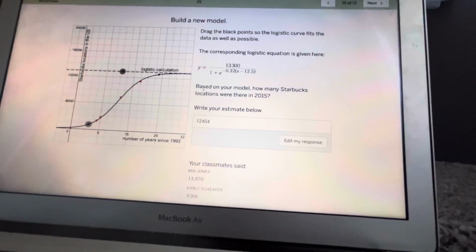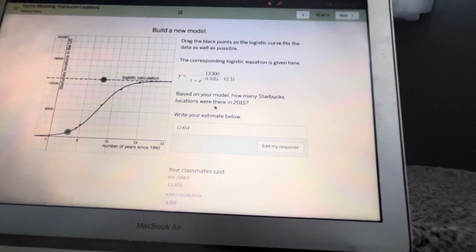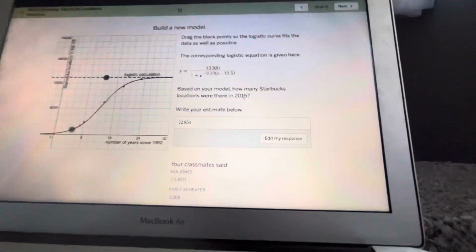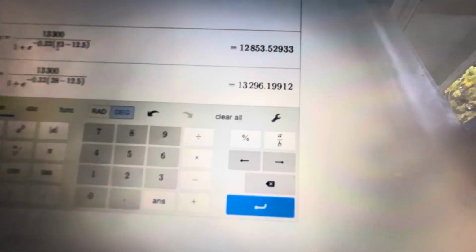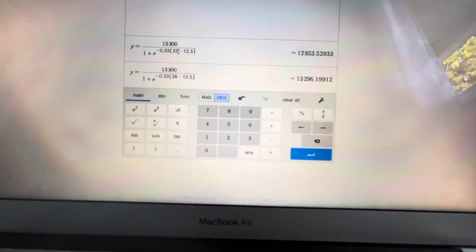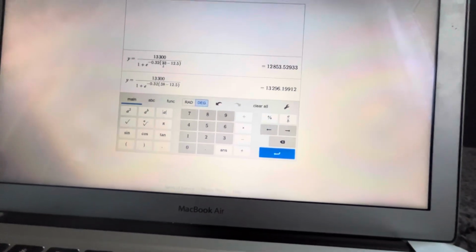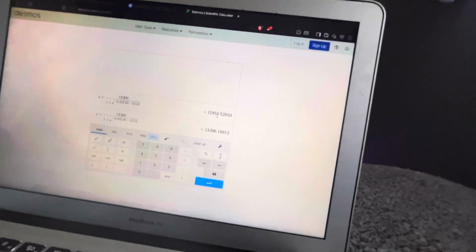So, doing this the right way, based on your model, how many Starbucks locations were there in 2015? Over here, plugging 23 into x for the logistics formula, because there are 23 years in between 1992 and 2015. We get 12,853, but I just round up to 54.